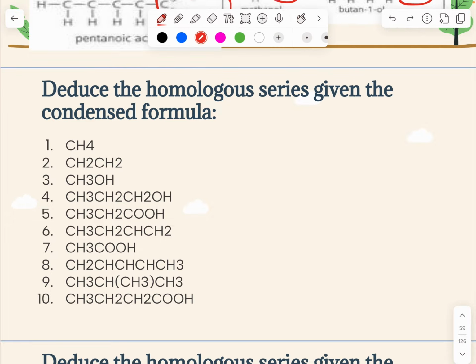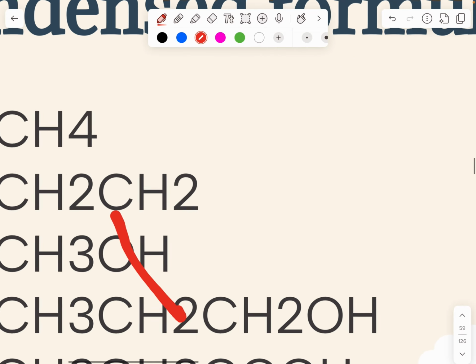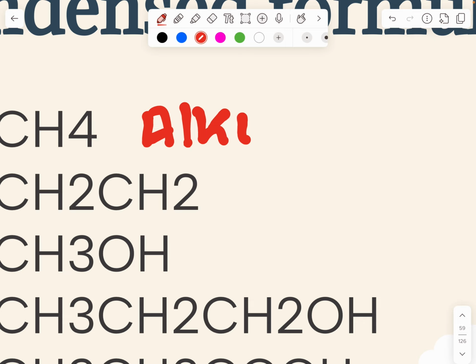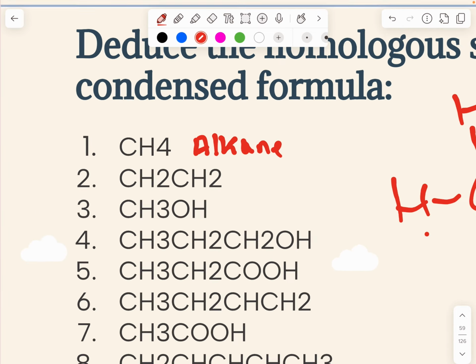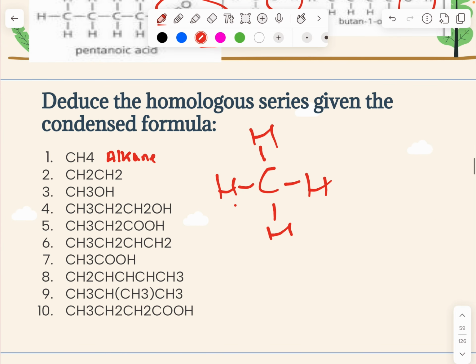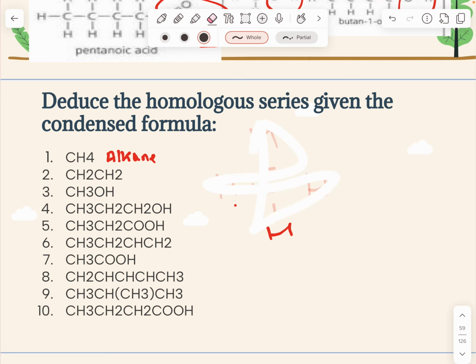Right, so the first one is CH4. And we need to draw the structural formula. That's what we're going to do before we do our homologous series. Right, so it's 1, 2, 3, 4 hydrogens, and the carbon only has single bonds around it. So therefore, this is an alkane. Nice.